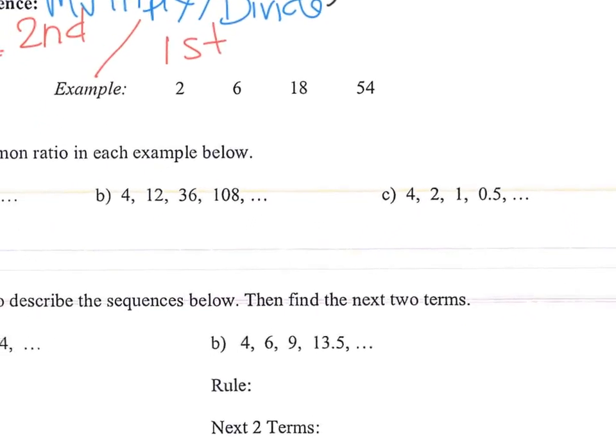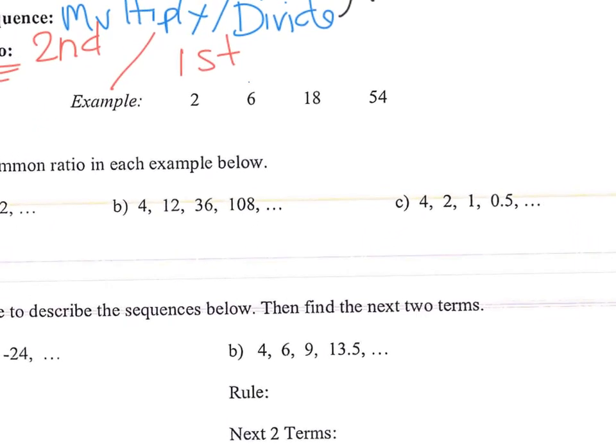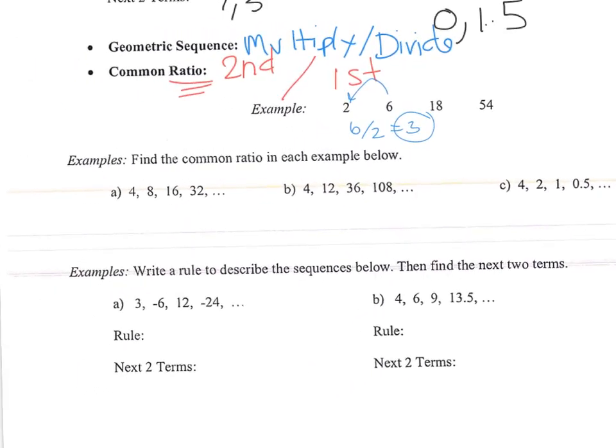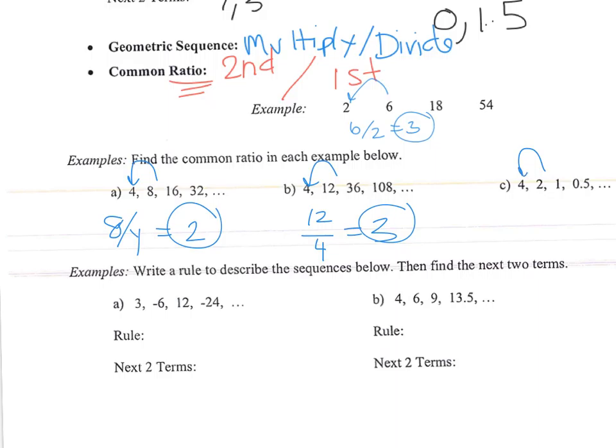So here's our example. 6 divided by 2 is 3. So the common ratio is 3. 8 divided by 4 is 2. So the common ratio is 2. 12 divided by 4 is 3. So the common ratio is 3. 2 divided by 4 is 0.5. So the common ratio is 0.5.